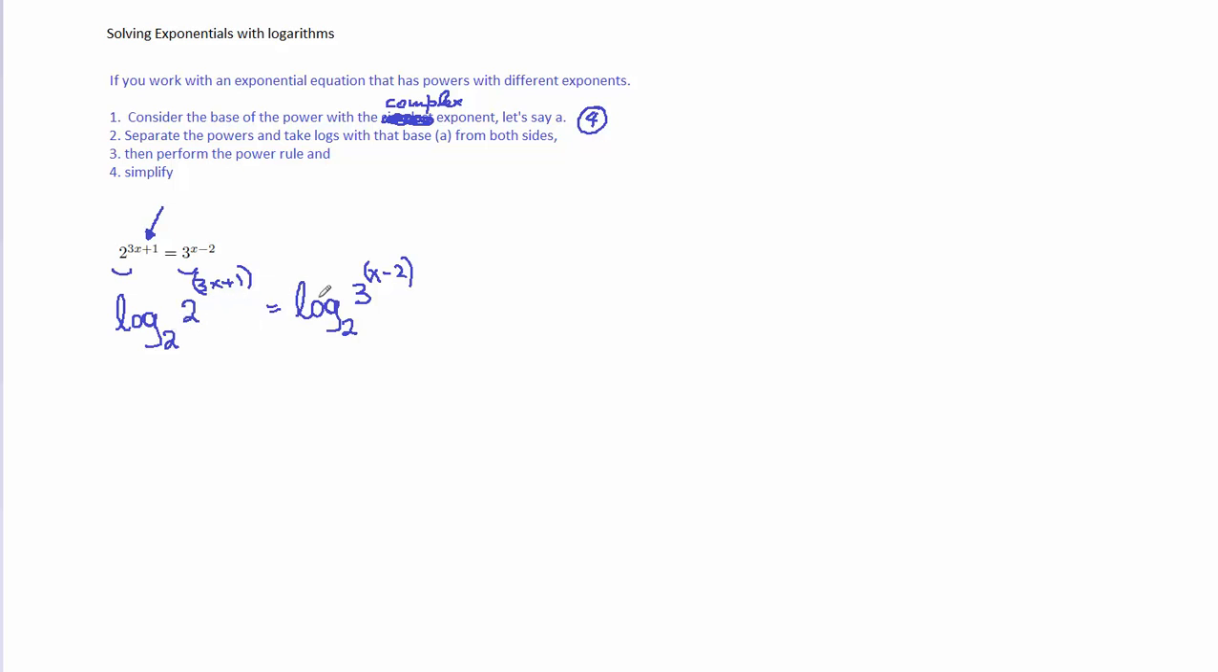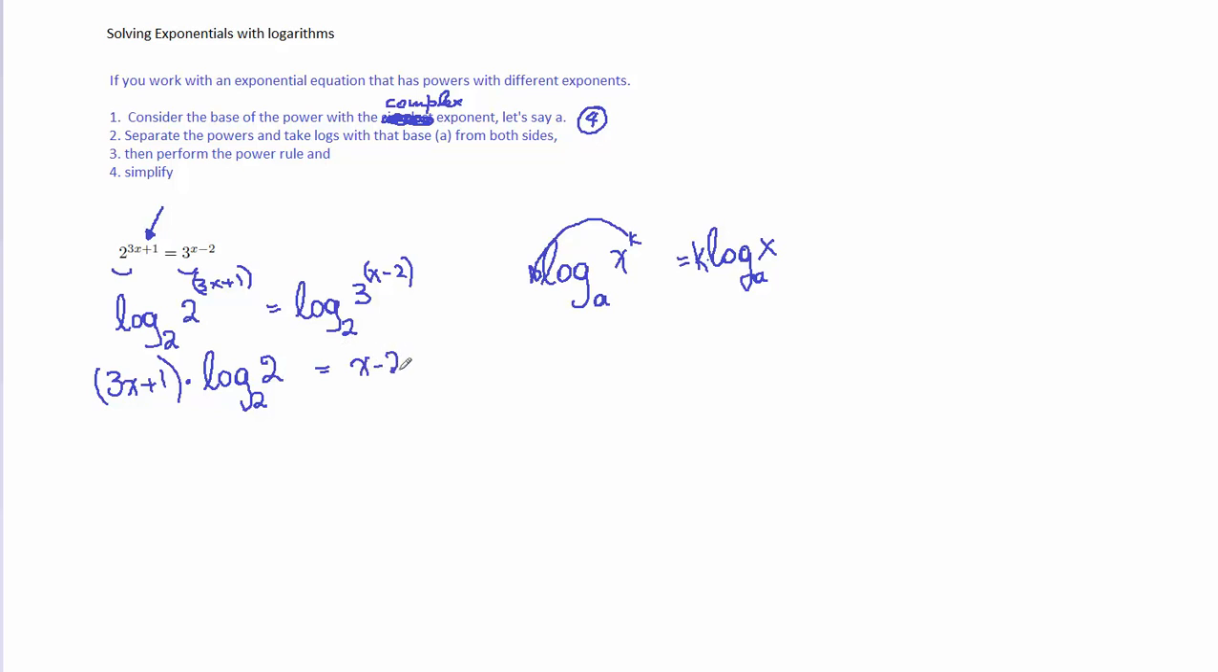So I'm going to apply now the power rule of logarithms. I want to remind you that the power rule tells me that if I have x to the k, then this is nothing else than k times log with base a of x. So I bring the k down. On one side I bring down the (3x + 1) in parentheses times log with base 2 of 2, and on the other side I have (x - 2) again in parentheses times log with base 2 of 3.